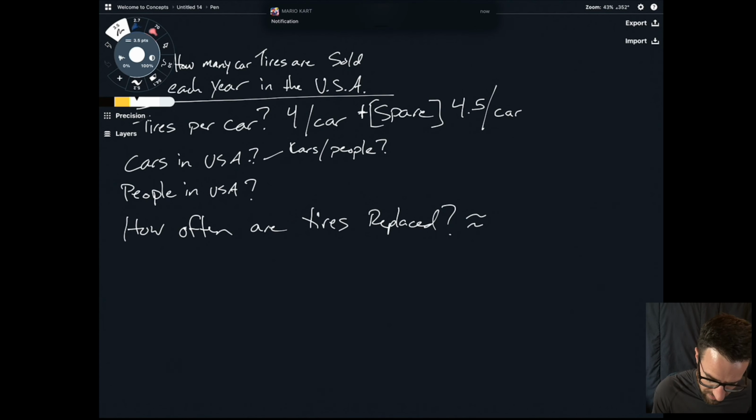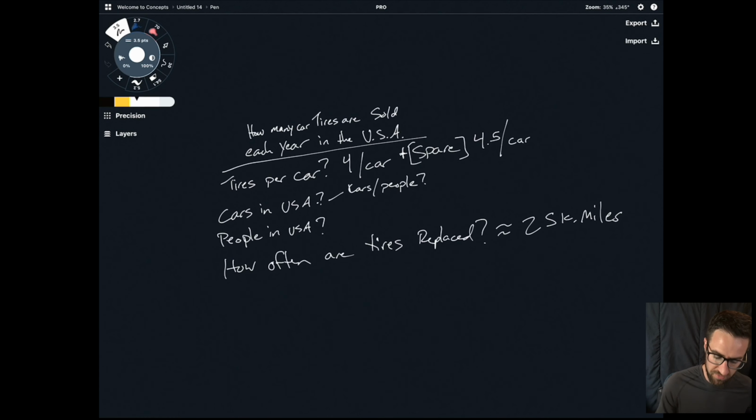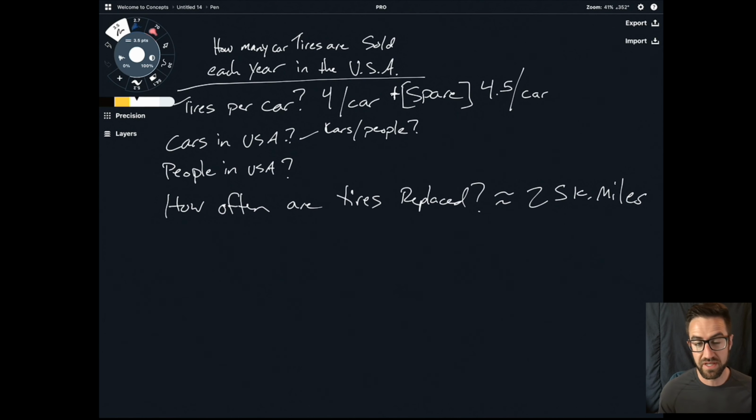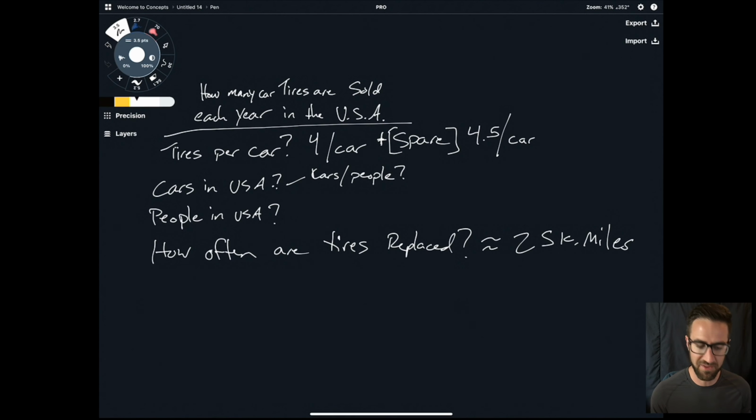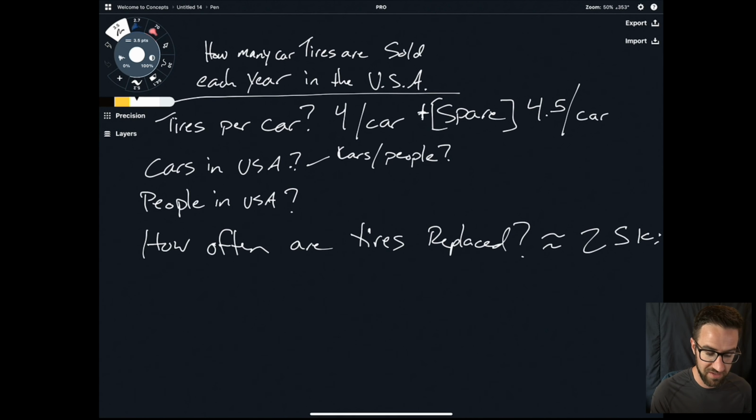Let's just say a nice round number, 25,000 miles before they buy a new set of 4 tires. And we'll just say every 25,000 miles, 4 new tires are purchased. Okay. Now that brings us another question: how long does it take to drive 25,000 miles?